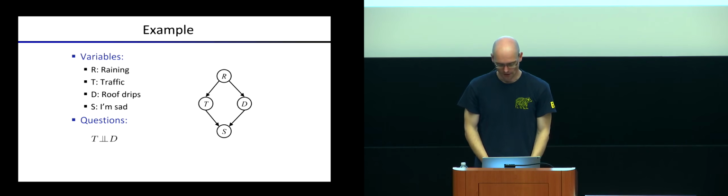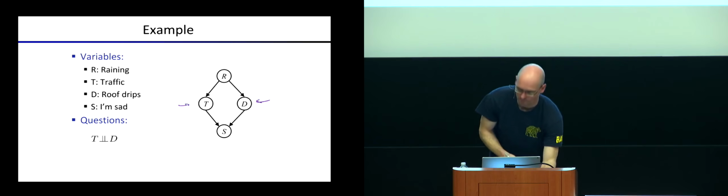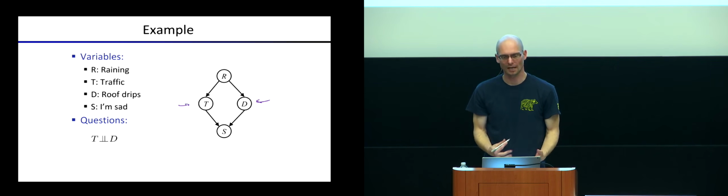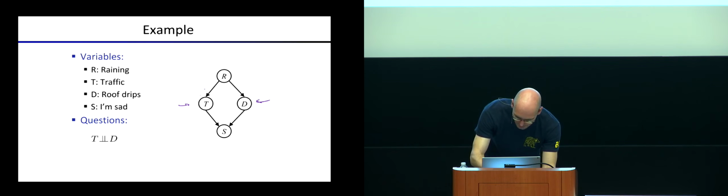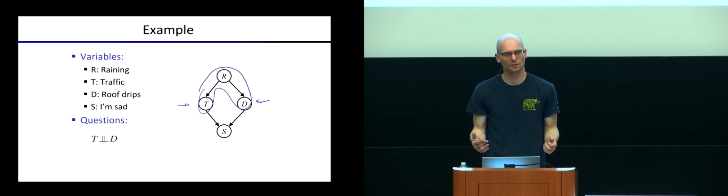Who thinks we can claim independence of T and D for this base net? Not a lot of you. That's great. We can't. Why not? To check if we can claim independence, we have to check all paths. And if we find a path that is active, then we cannot claim independence. Well, the path along the top here has a single triplet. That triplet is an active triplet, so we have a path of influence, so we cannot claim independence.